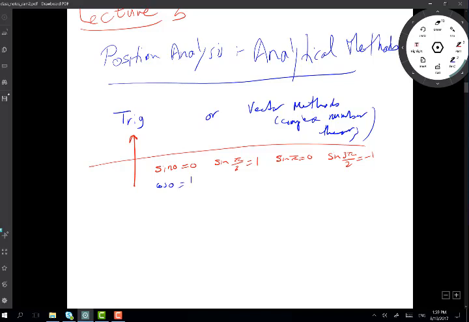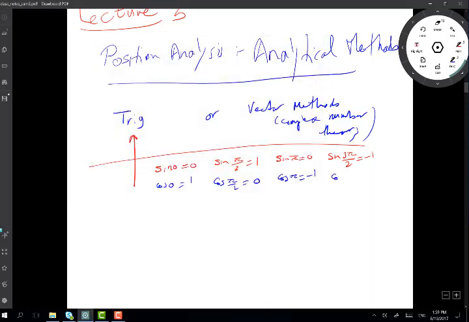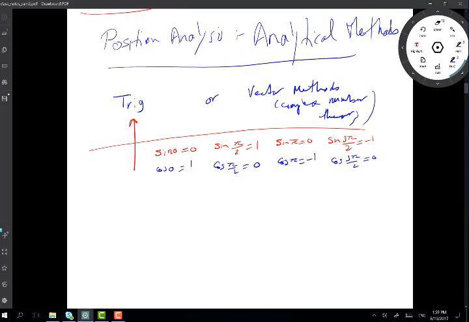And then cosine pi over 2 is 0, and cosine pi is equal to negative 1, and then cosine 3 pi over 2 is 0, and then cosine 2 pi is back to cosine 0, which is 1.